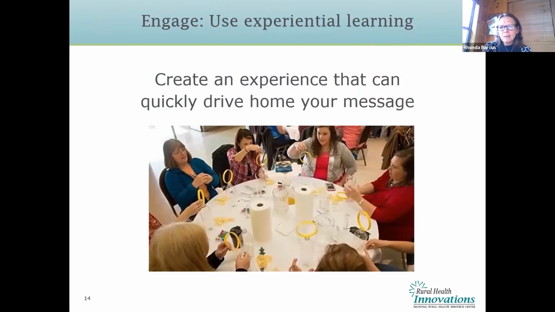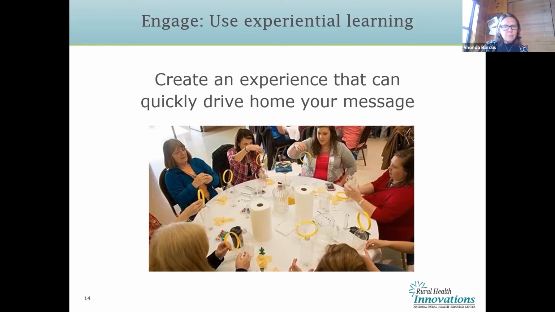This is one of my favorites, and that is using experiential learning. This is where you create an experience for someone that quickly drives home a message. What I love about experiential learning is it tends to engage the emotions very quickly. People tend to have an aha moment, and it drives the point home in sometimes just a few minutes versus a 20-minute presentation.